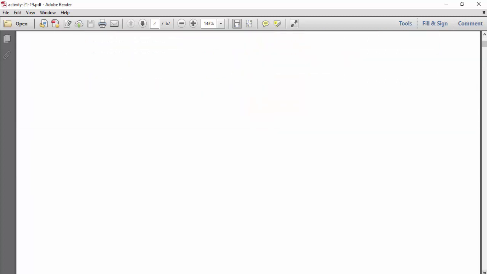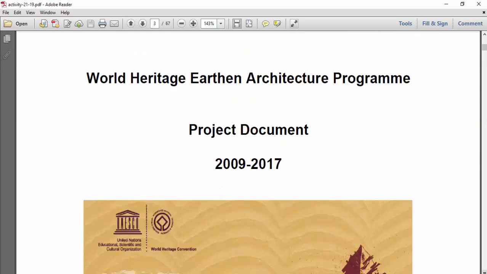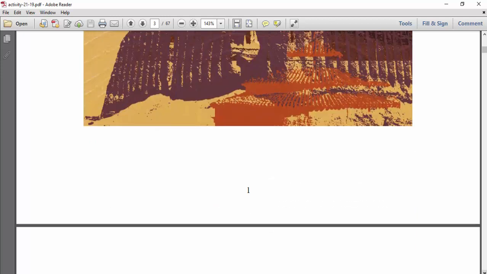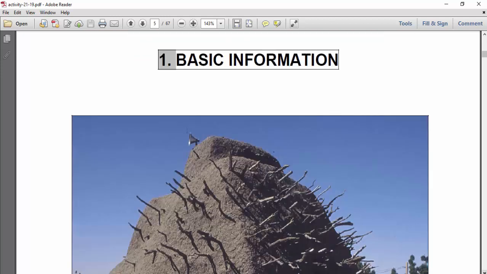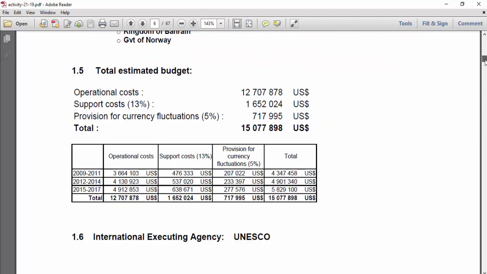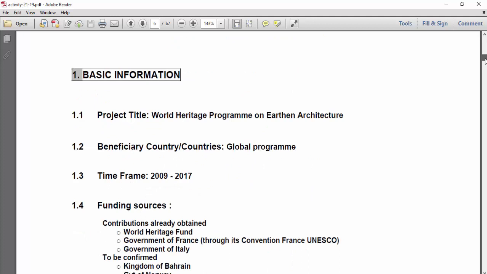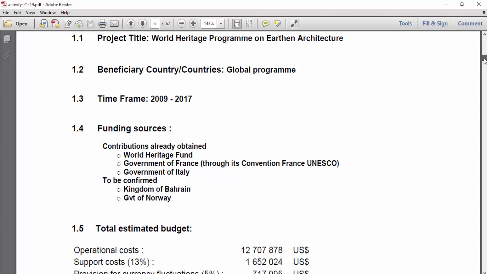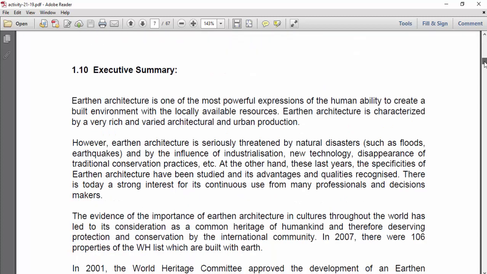What I normally do, if I don't have time, is just peruse through the project and try to appreciate what it is about and how much funding there is. Funding sources: they give you the Government of France and the World Heritage Fund. Then they give you the estimated budget.